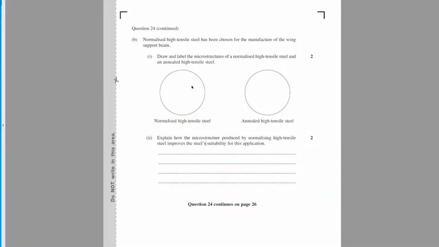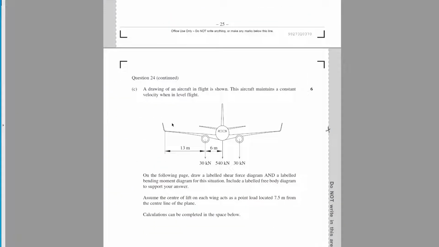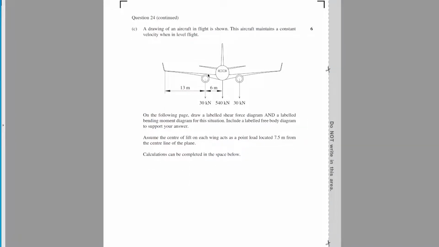So we can say because it has smaller equiaxed grains, it has a higher tensile strength than annealed steel. That would be fine.